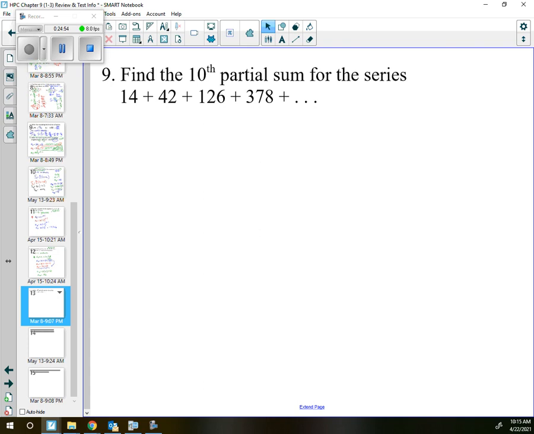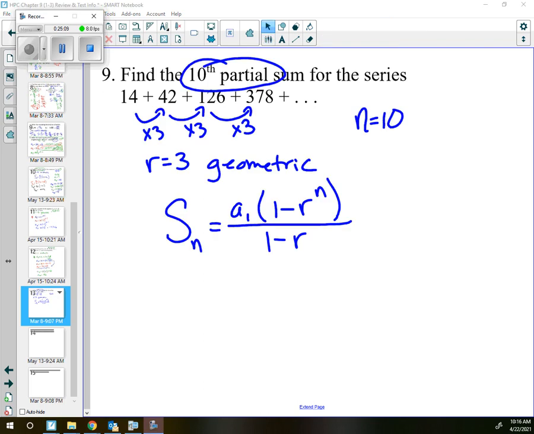All right, so back to sums, but again, we've got to figure out what kind of series it is so we know what sum formula to use. So that's what I'd like you to do first. Pause the video. What kind of sum is it? What kind of sequence? And then which sum formula would you use? Alrighty, so it looks like we're multiplying by 3. So we have a common ratio again, so it's geometric.